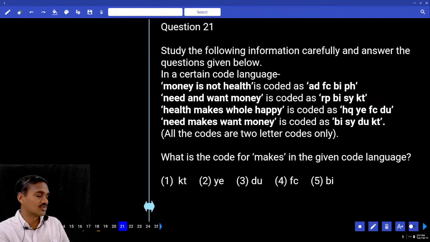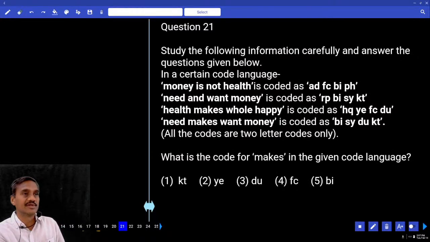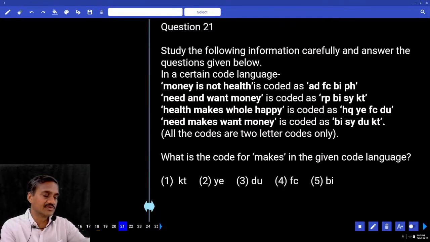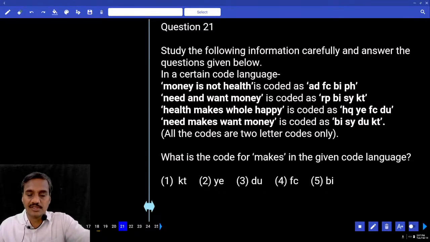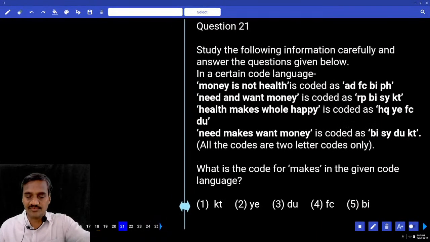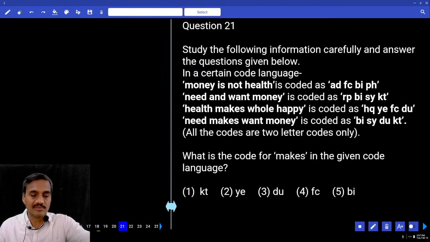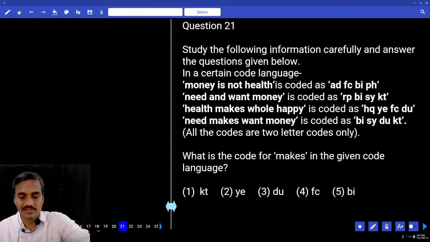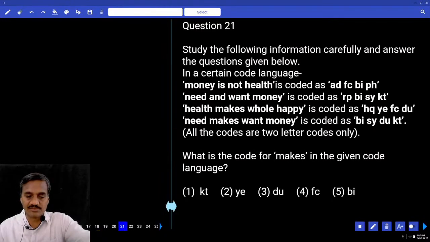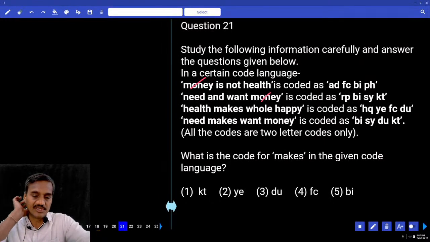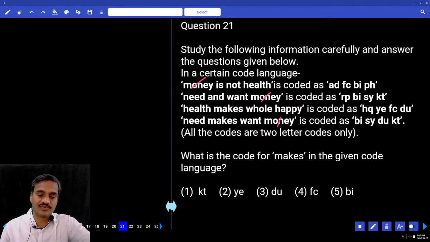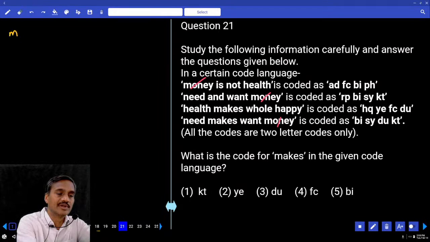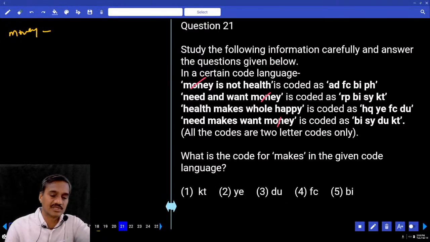Now coding and decoding. Coding and decoding definitely under the first priority itself, isn't it? And definitely under the first priority. Then 21 to 25, then money is not health and need want money. Then if you compare the first and the second, tell me what is the word that is common? Money is not health and money, isn't it? Money is the word that is common. Money and money is not health. And money is the word that is common in the first, second, and 4.